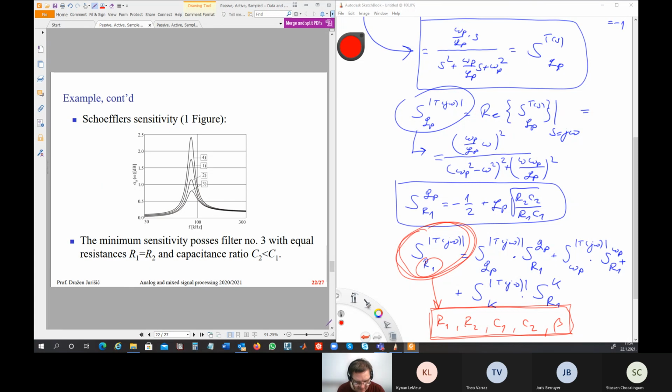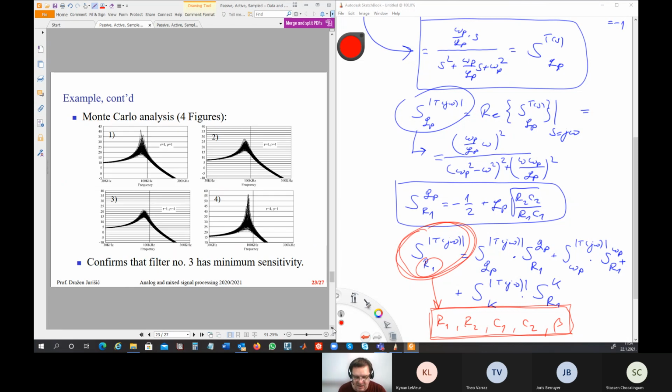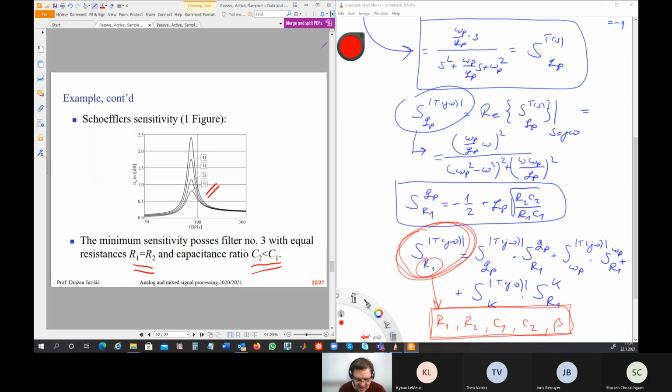Okay, here we see what is best. Best is number 3. Why? Because it has minimum sensitivity. And this is if you choose equal resistors and you choose C2 lower than C1. Then you will have the most accurate transfer function because it has lowest sensitivity. You can also look at Monte Carlo analysis. If you look at Monte Carlo analysis, you will again obtain that this is situation number 3. But what is the difference? Here you have 4 figures. Here you have everything on the 1 figure. That's all.